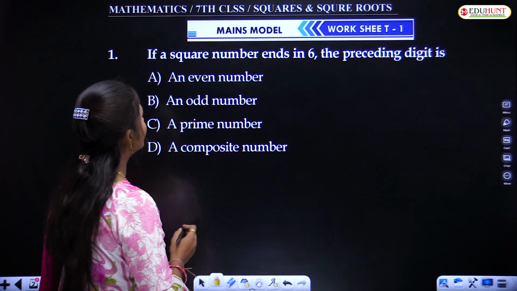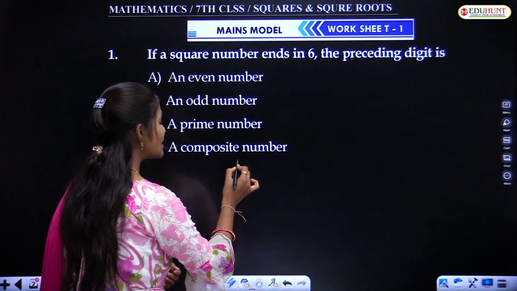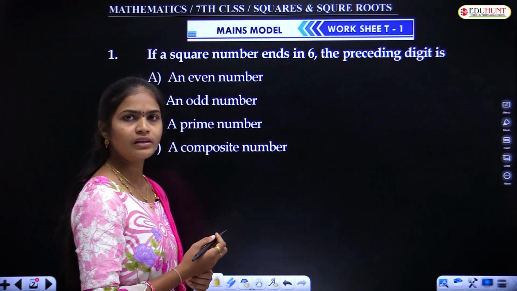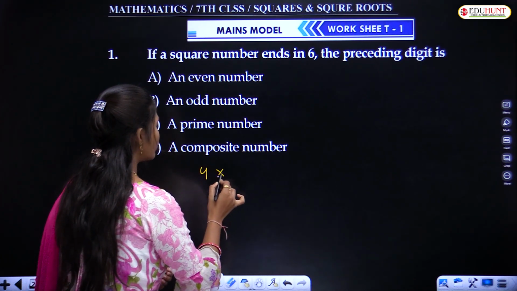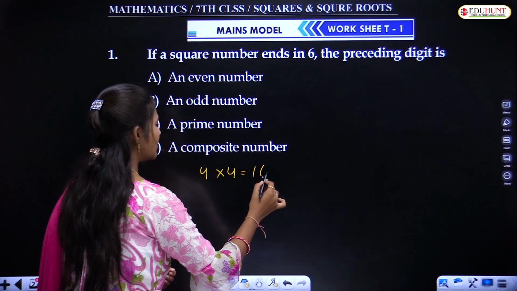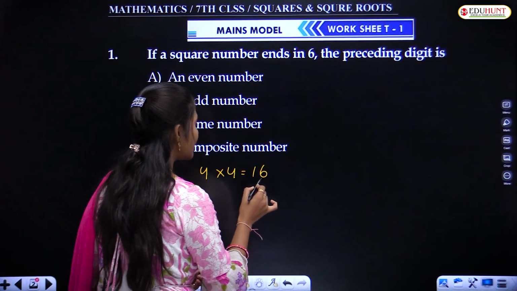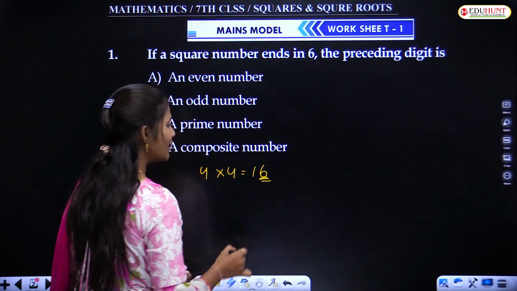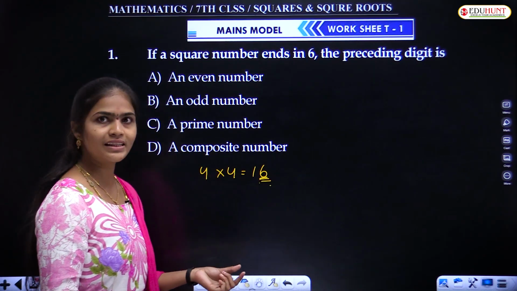So what about this one? Here they are saying a square number ends with 6. When will you get that 6? Just see, 4 into 4 is 16. So this square number is ending with 6.